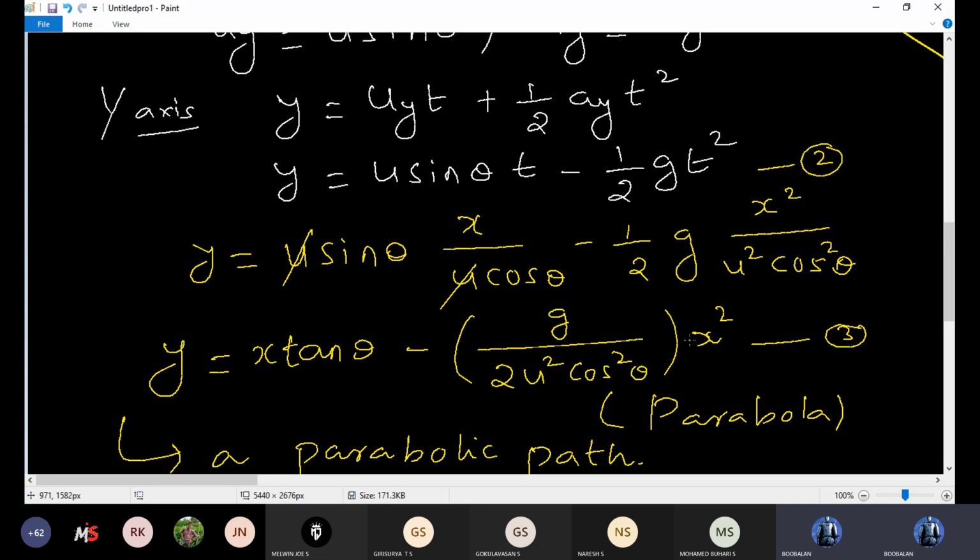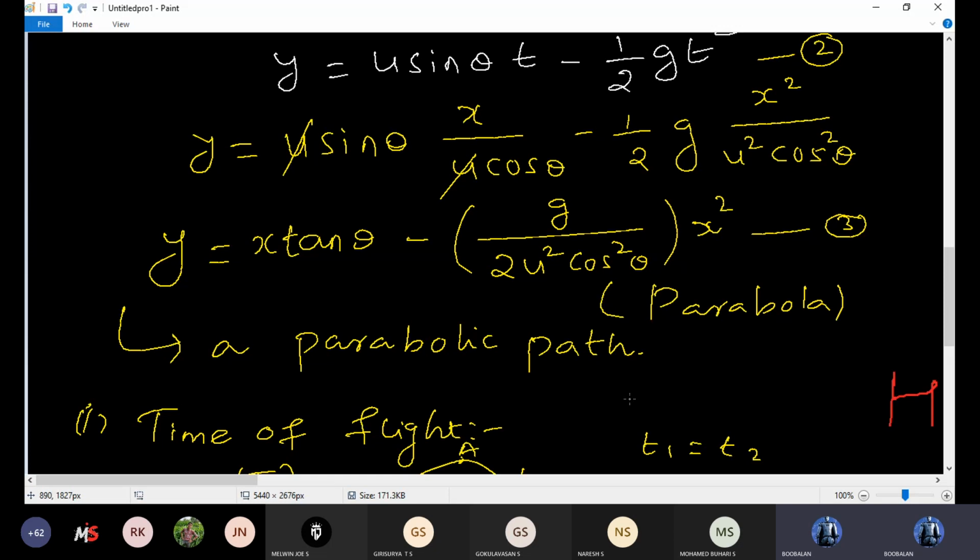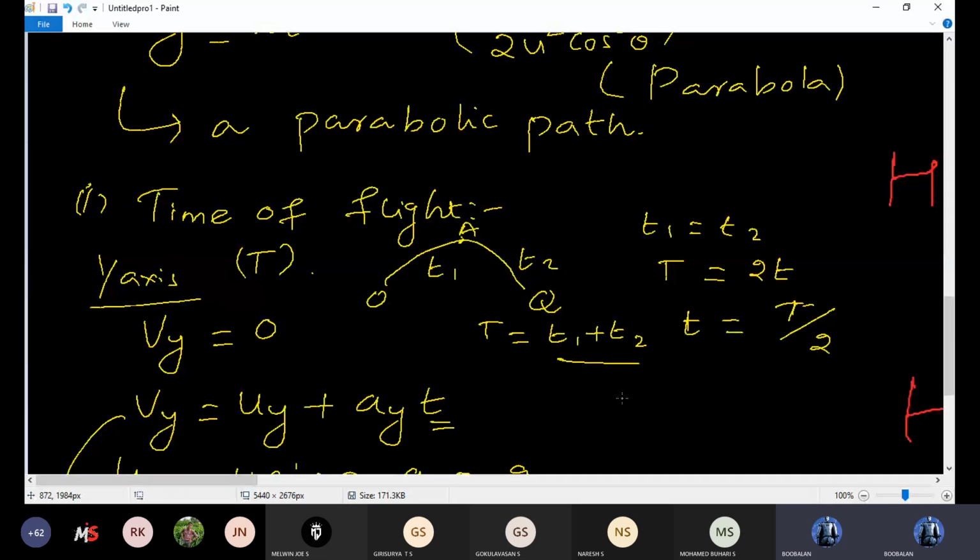One more question. Next, finding all the different conditions. What is the time of flight? What is the time of ascent? What is the time of descent? Range, maximum height, and theta, everything.